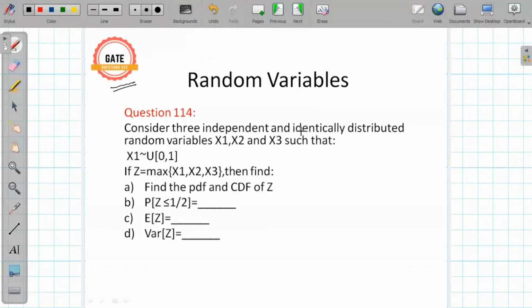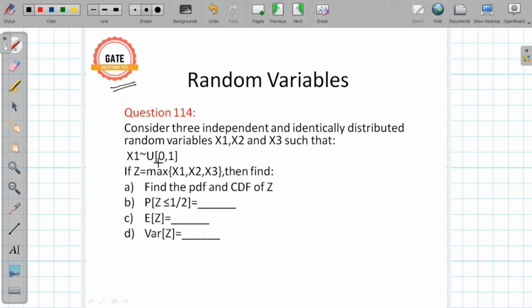Consider three independent and identically distributed random variables x1, x2 and x3 such that x1 is distributed uniformly over range 0 to 1. If z is equal to the maximum among x1, x2, x3, then find the PDF and CDF of z, the probability that z is less than or equal to 1/2, the expectation of z and the variance of z.